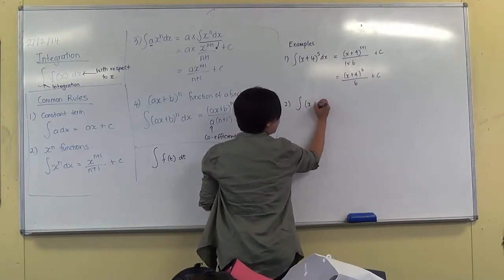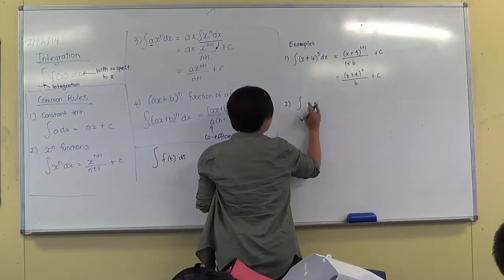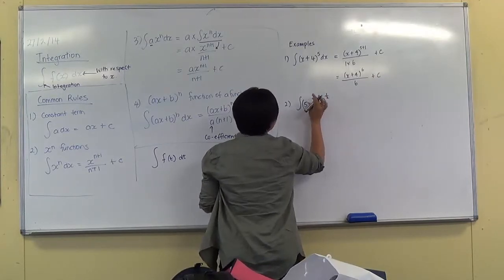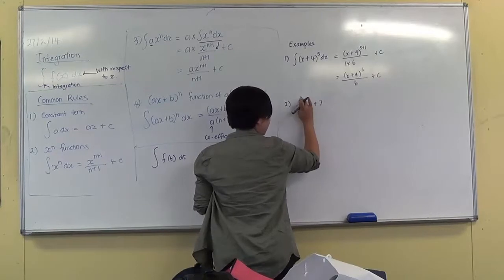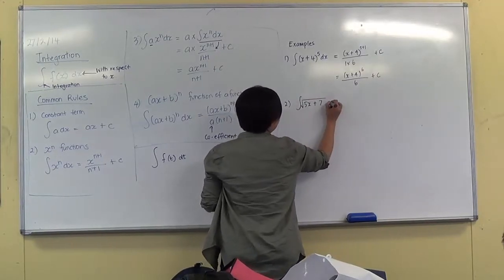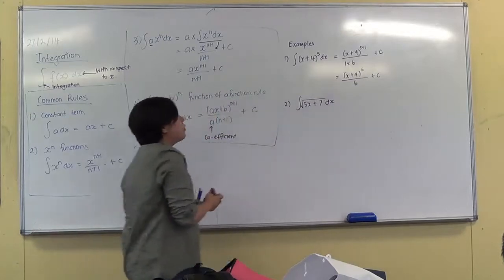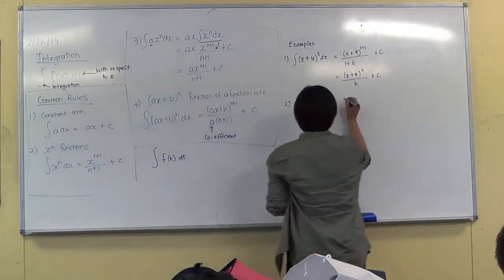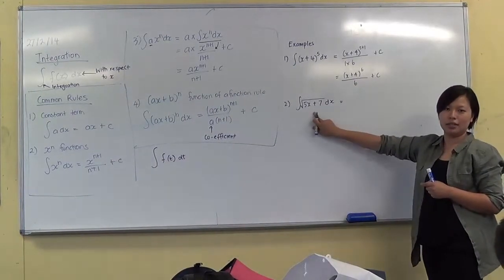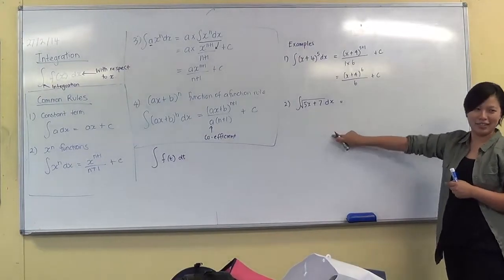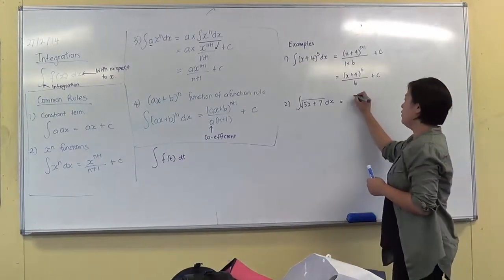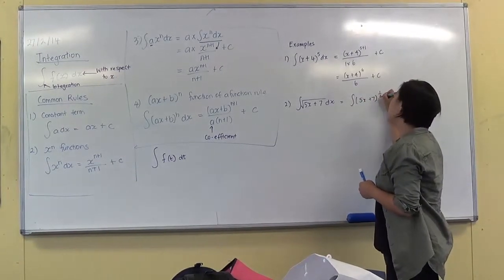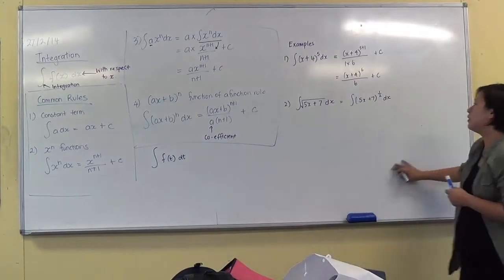What about if I have something like, to the power of a half? Get rid of the power of half, change it to a radical symbol. Don't forget when you're integrating, you have to put the dx at the end. So if you have this question here, you change it to your index law. The index law for this is 5x plus 7 to the power of a half. And don't forget your dx.